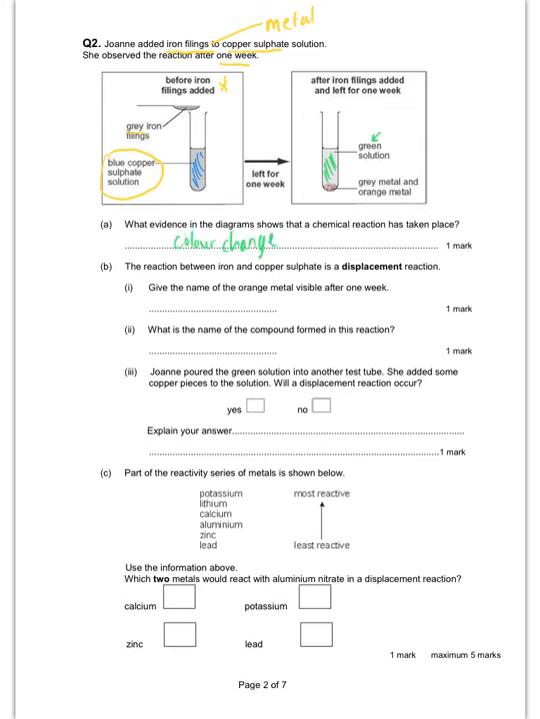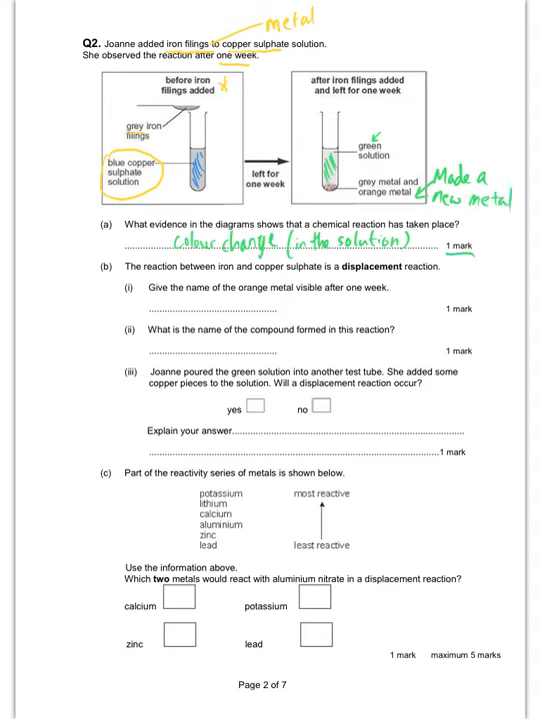And that's to the solution. So that's the colour change in the solution. And also, the second piece of evidence, we only need to put 1 because it's 1 mark. The second piece of evidence could be that we have made a new metal. So this is a possible answer as well. So made a new metal.